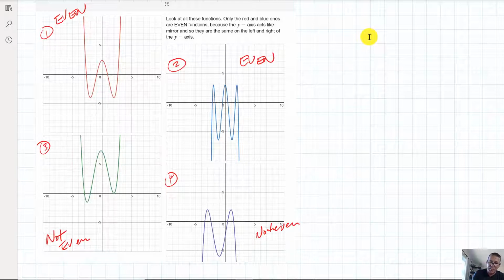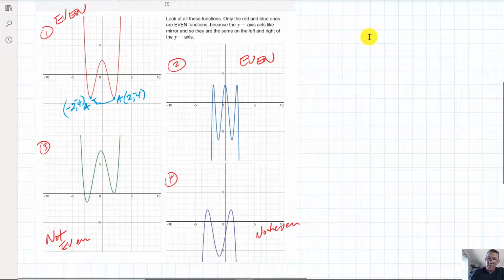So let's analyze this here. This point right here looks like (2, 4). So A is at (2, 4), and it gets reflected across the y-axis to this point right here, which happens to be (-2, 4). It's the same distance, opposite side. So the y-axis right through the middle here, let me highlight it, is the line of symmetry. Notice that the y-axis acts like a mirror, so the right side is symmetrical to the left side.